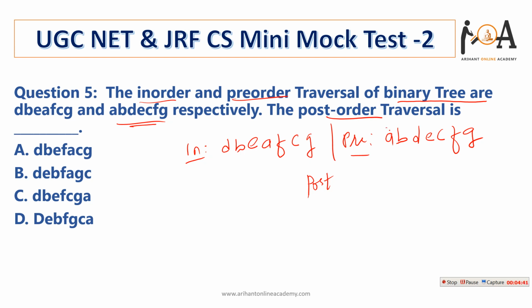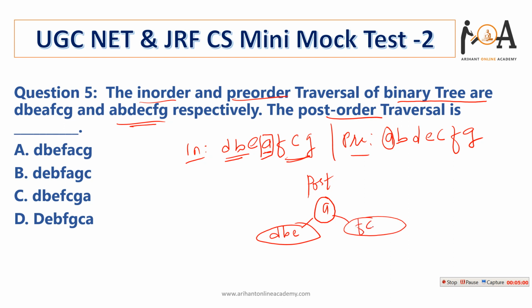So pre-order will give us the root element. Root element is A. Now in-order will decide the position of the other elements. DBE will be on the left side, and FCG will be on the right side of A. The position of elements will be determined by in-order, and the root element will be determined by pre-order.